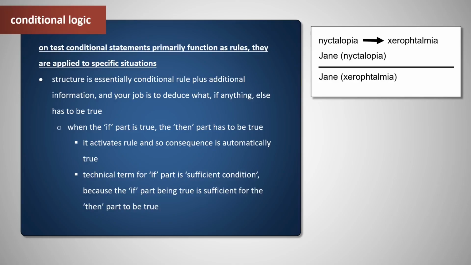All you have to know is that the rule is true, and because it's a rule, because it's a conditional relationship, if the if part, or the sufficient condition, is true, and we know it's true since she has nyctalopia, the then part has to be true as well. Okay, and I bring that up, like I said, on purpose, because this is what's going to appear a lot in the test. You'll be given these rules that you don't have any context for understanding, so you just need to focus on the logical relationship between them.